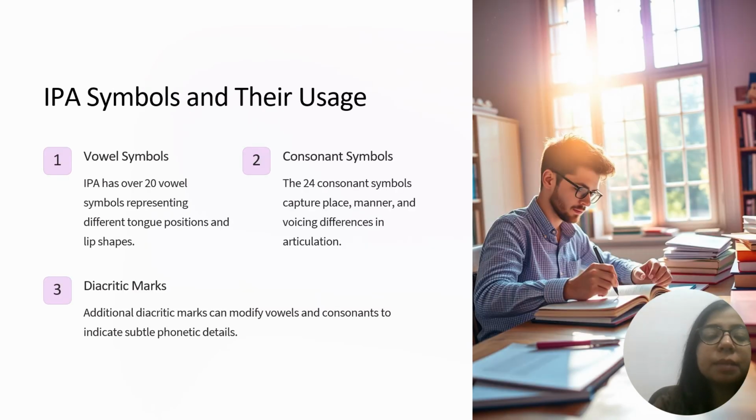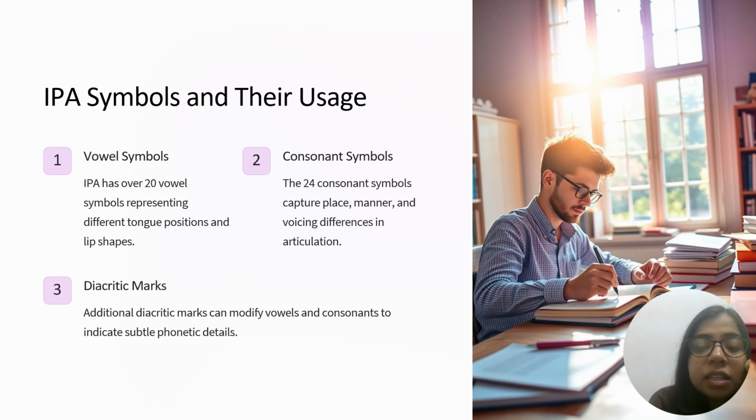Next is IPA symbols and their uses. First are vowel symbols. IPA has over 20 vowel symbols representing different tongue positions and lip shapes. Now, a normal alphabet has A, E, I, O, U, 5 vowels. But here, when we are talking about transcription and the International Phonetic Alphabet, there are 20 vowel symbols. Okay, 20 sounds that come out like a vowel sound.